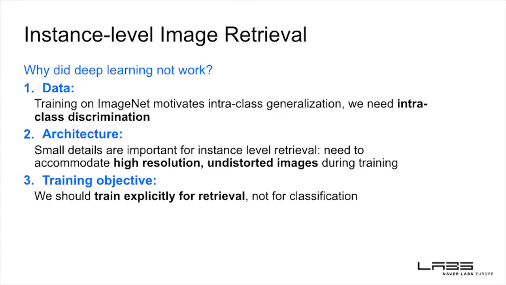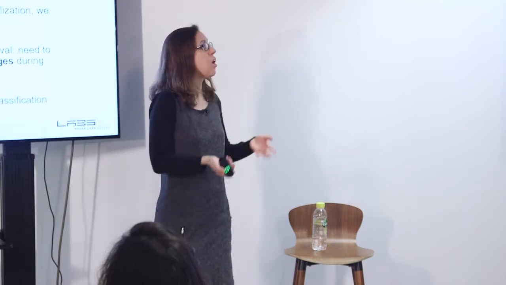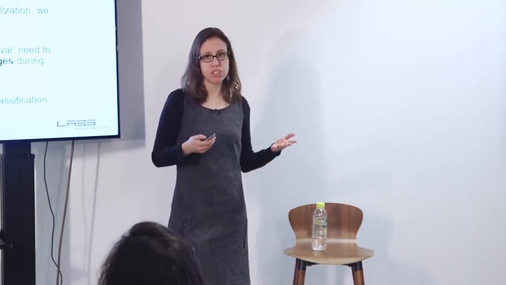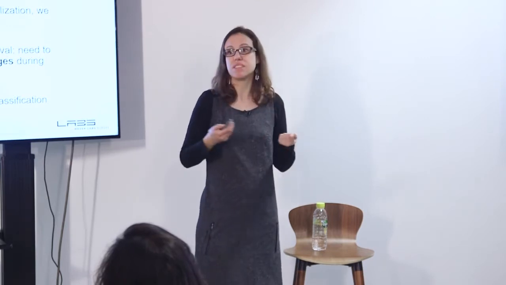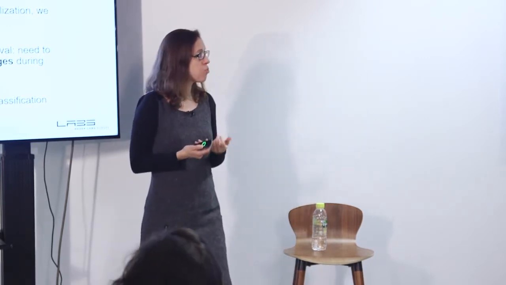The first one, the training data. Most of the approaches that were dealing with instance level retrieval were using deep learning features pre-trained on ImageNet, a very large data set that was created for classification. So if you train a representation to generalize inside one category, it's not so good if what you want to do is to discriminate between different instances of that category. So that's probably something that is not well suited for the task.